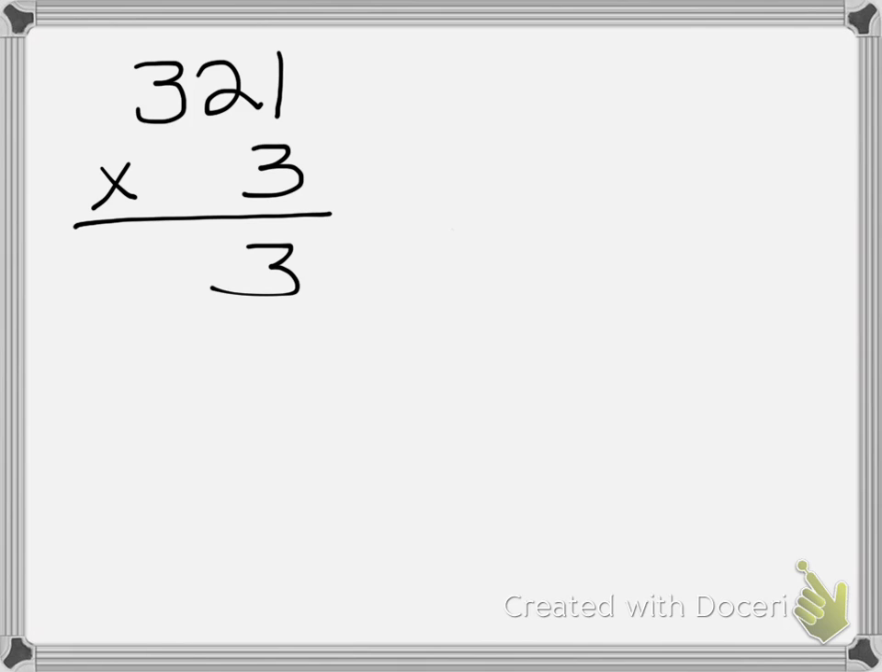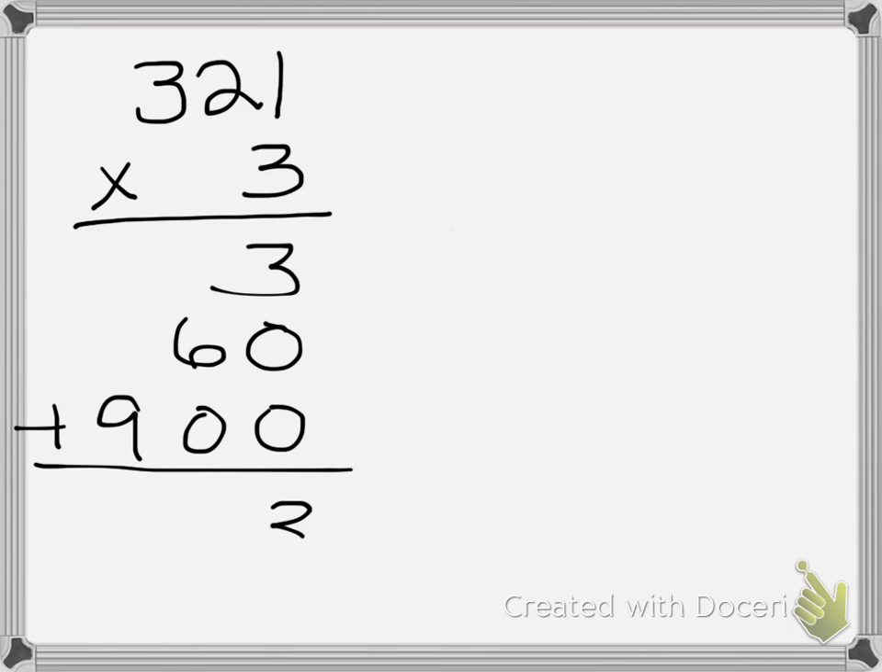Then it's time to multiply the tens. The 2 in the tens place is not just an ordinary 2, it is actually worth 20. So we are going to think of this like 20 times 3, and that is 60. And then the 3 in the hundreds place is actually worth 300. So 300 times 3 is 900. And then all we're doing is adding it all together. So 321 times 3 equals 963.